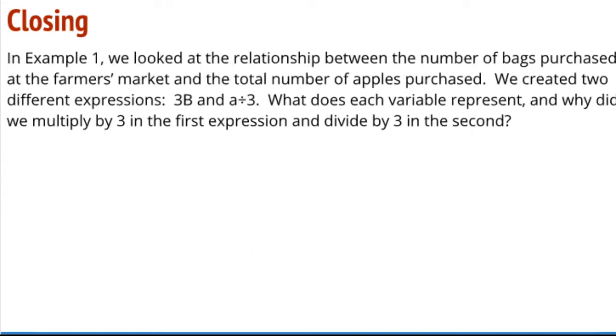All right, in example 1, we looked at the relationship between the number of bags purchased at the farmer's market and the total number of apples purchased. We created two different expressions, 3b and a divided by 3. 3 times the number of bags and a divided by groups of 3 apples. What does each variable represent? Well, the b is the bags, the a is the apples. We multiplied by 3 in the first expression because each bag had 3 apples in it. So there were groups of 3 and we were counting all of those. In the second one, we divided by 3 because we had a big pile of stuff and we were actually grouping it out into groups of 3.